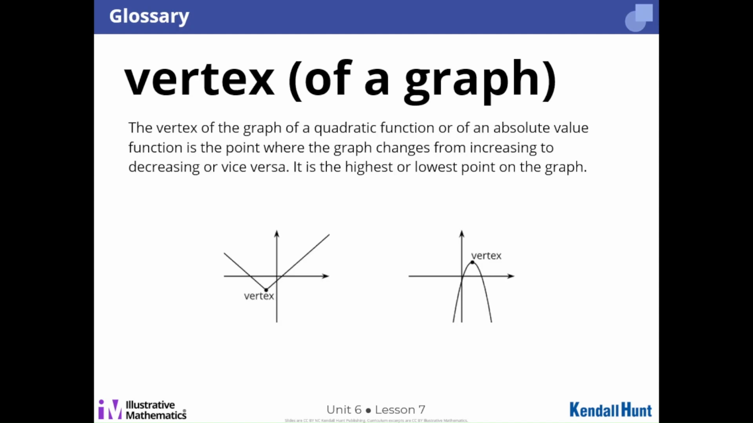The next glossary term is vertex of a graph. The vertex of the graph of a quadratic function or of an absolute value function is the point where the graph changes from increasing to decreasing or vice versa. It is the highest or lowest point on the graph.